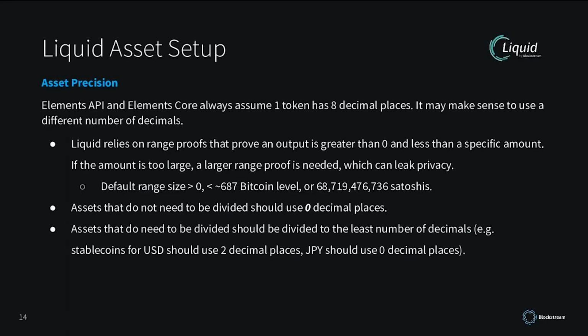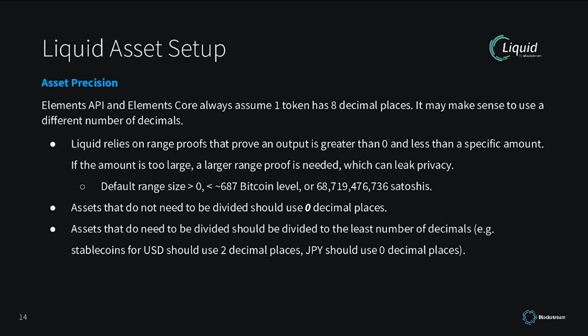All right, the last one is the asset precision, and this is something that can be confusing, and depending if you're using the API or not, you need to be aware of this. So Liquid in general, all the APIs assume that one token has 8 decimal places. This just goes back to Bitcoin, where 1 Bitcoin equals 100 million Satoshis. And since we are based on Bitcoin, all the APIs do rely on that.